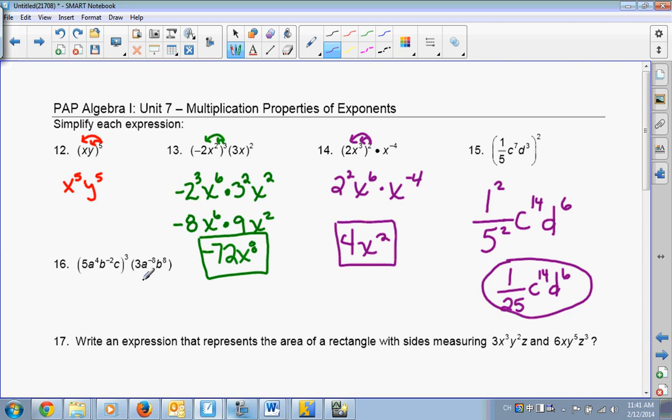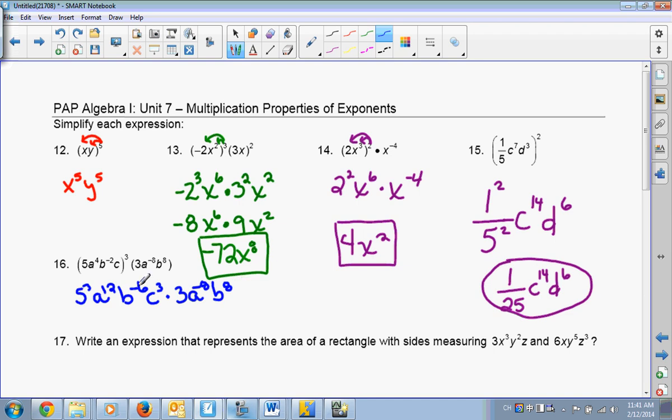Okay. What do we do first on number 16? Yeah, we're going to deal with these parentheses here because we have a power of 3. Power to a power. So this power of 3 is going to be applied to the 5. So 5 cubed. A to the 12th. B to the -6. C to the 3. And then times the rest of it. 3 times 3. A to the -8th. B to the +8th. Okay.